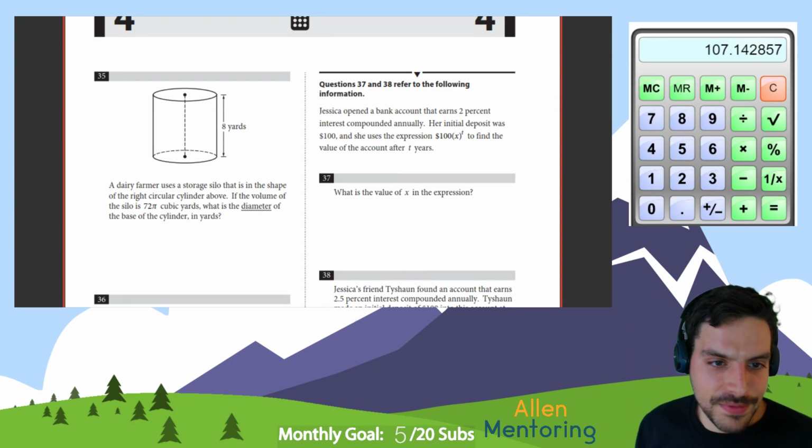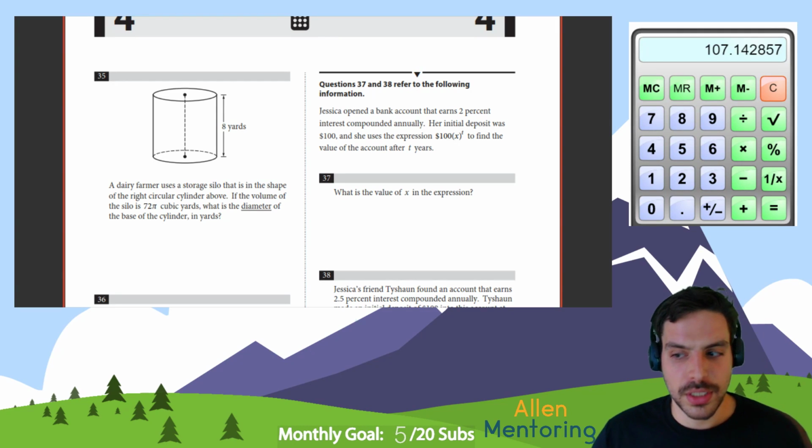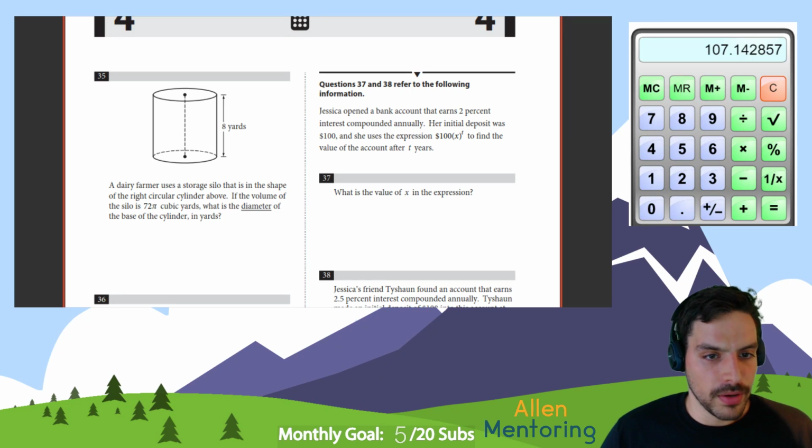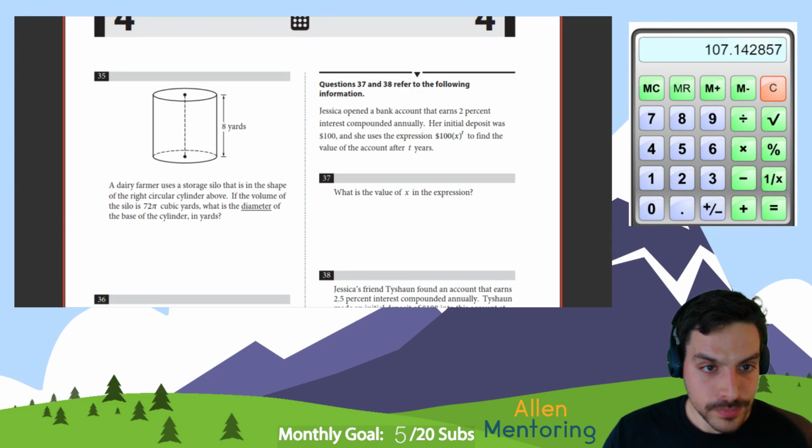Okay, so 35. A dairy farmer uses a storage silo that is in the shape of a right circular cylinder above. If the volume of the silo is 72 pi cubic yards, what is the diameter of the base of the cylinder in yards?